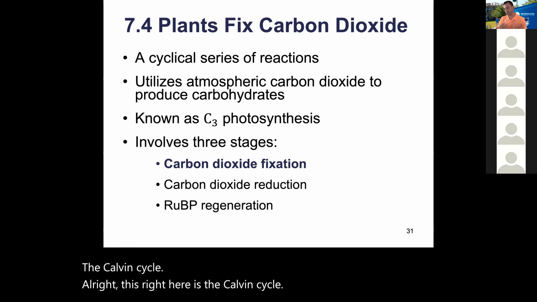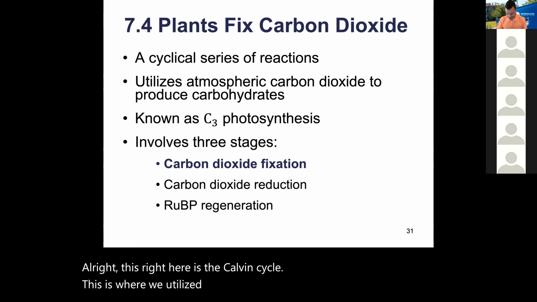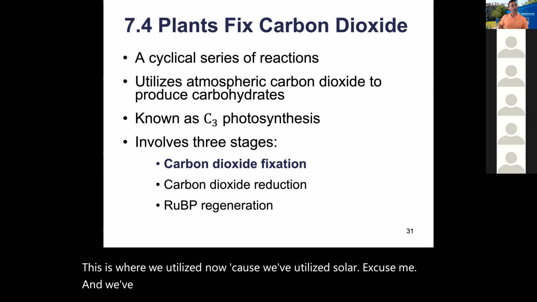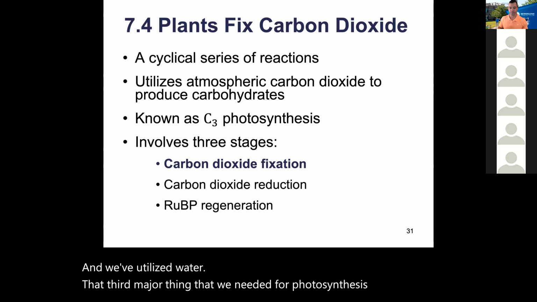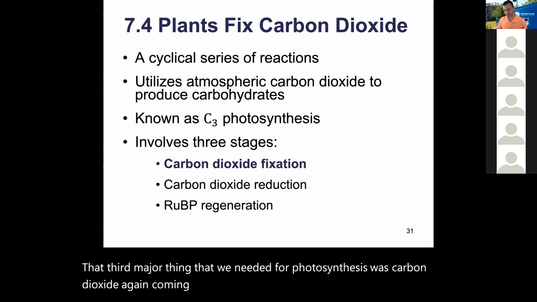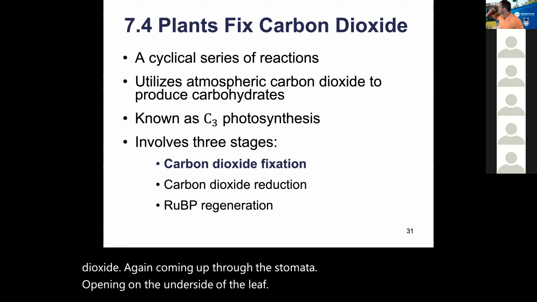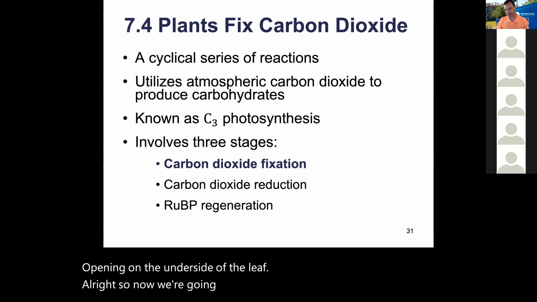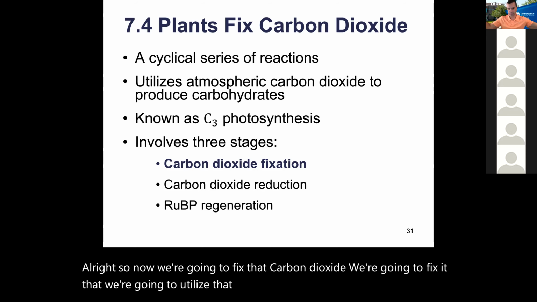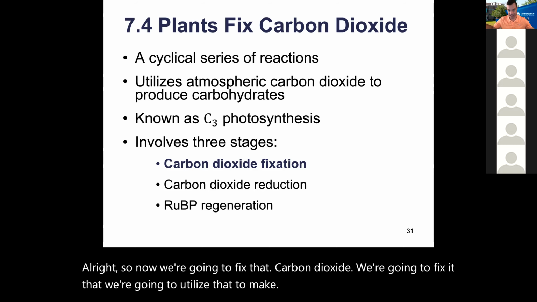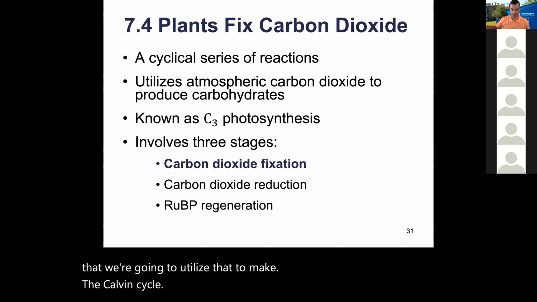This is where we utilize, because we've utilized solar, and we've utilized water, that third major thing that we needed for photosynthesis: carbon dioxide. Again, coming up through the stomata, opening on the underside of the leaf. All right, so now we're going to fix that carbon dioxide. We're going to fixate that. We're going to utilize that to make carbohydrates, the Calvin cycle.